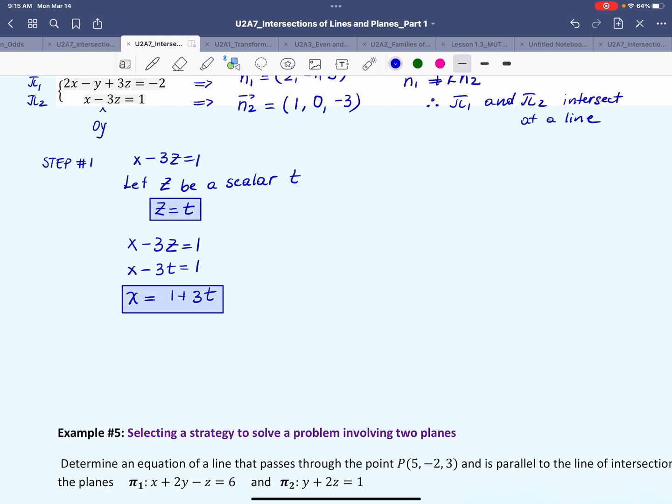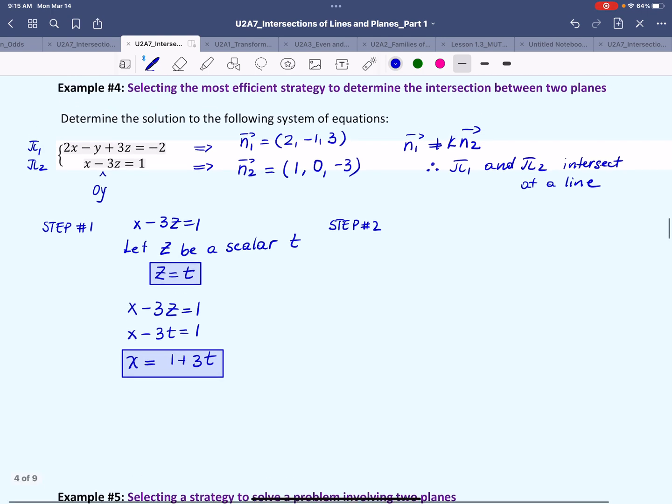In the next step, step 2, we will try to find the parametric equation for the third variable, the variable y. The variable y appears only in the first equation, so we have no choice but to use the equation for pi1 to determine y. So we find the parametric equation for y, which is the parametric equation of the third and last variable that we're trying to find.